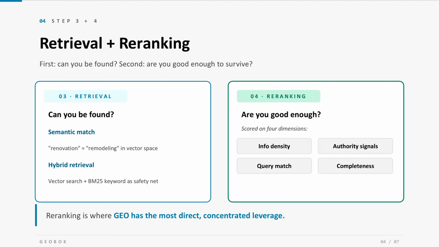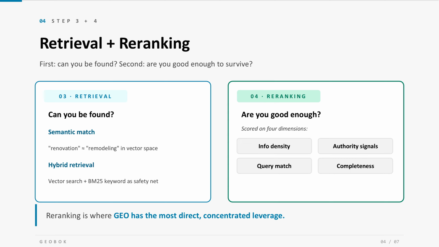2 implications. First, semantic matching now dominates. Home renovation company and home remodeling service sit close in vector space. A user query for one can retrieve a page using the other. Second, many systems run hybrid retrieval, combining vector search with BM25 keyword matching as a safety net. So natural keyword coverage still matters, even if keyword stuffing doesn't.